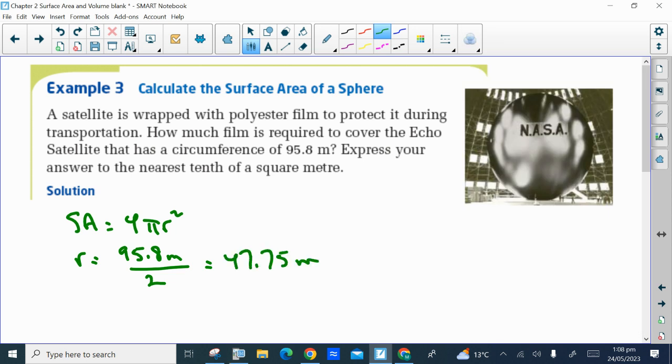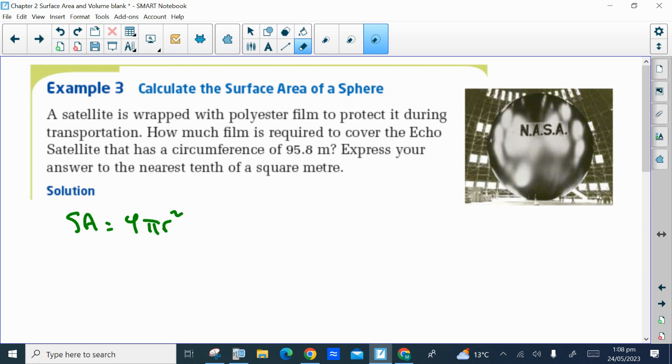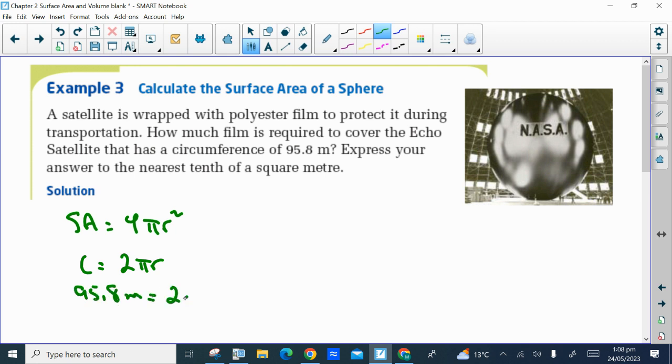Oh, I'm sorry. That's not diameter, that's circumference. So I apologize for that. The formula for circumference of a circle is 2 pi r. That's on your formula sheet. The circumference is 95.8 meters. Circumference is the distance all the way around the outside of the sphere.